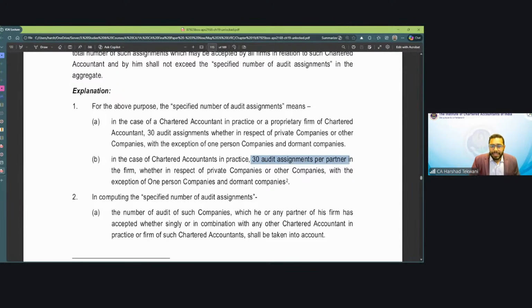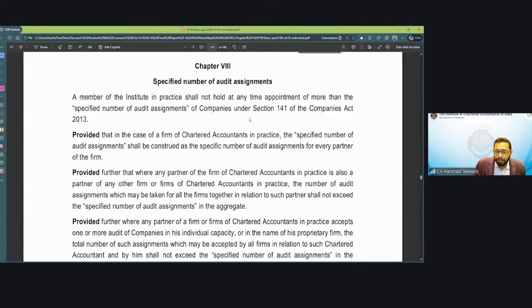No, again, that is the specified number of audit assignments with respect to the Companies Act. Tax audit is different. This is the specified number of audit assignments under section 141. So that's a statutory audit. And for internal audit, there is no limit, correct? No, for internal audit, I said there is no limit. I believe in internal audit no limit is given. Any number of audits we can undertake, I believe.